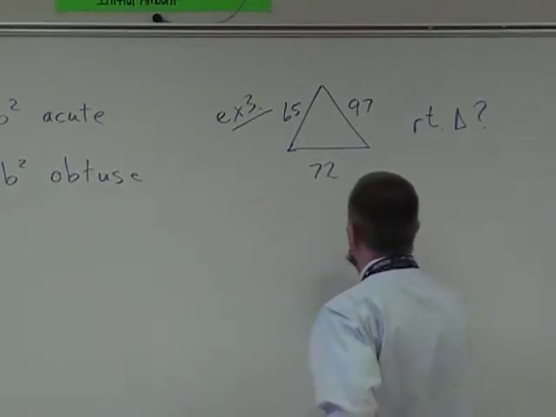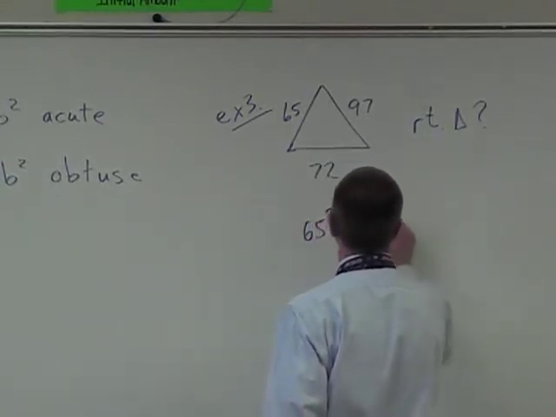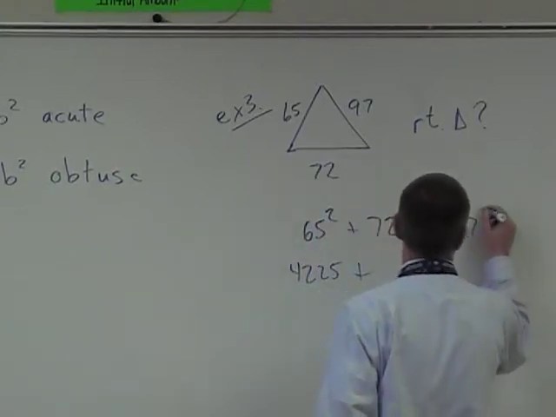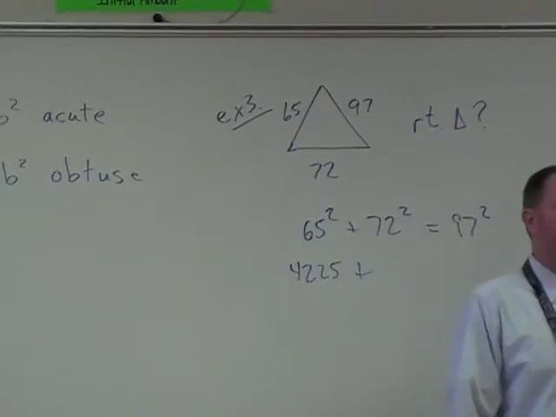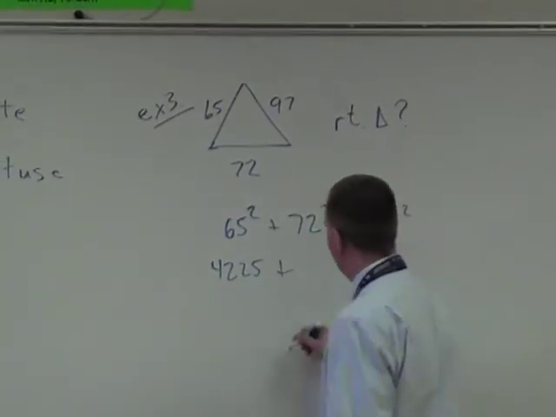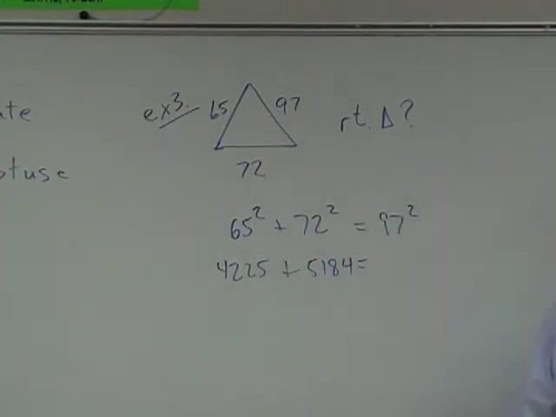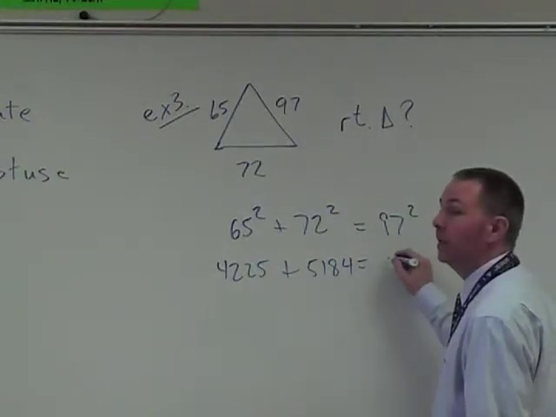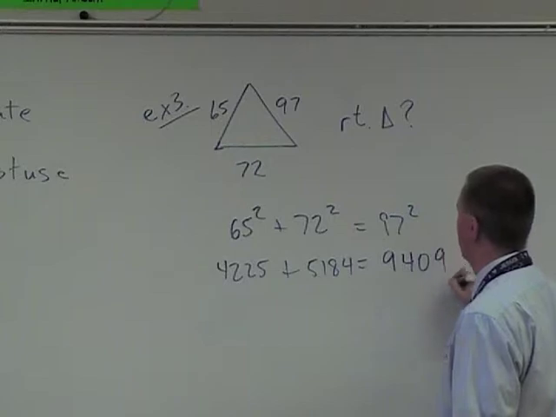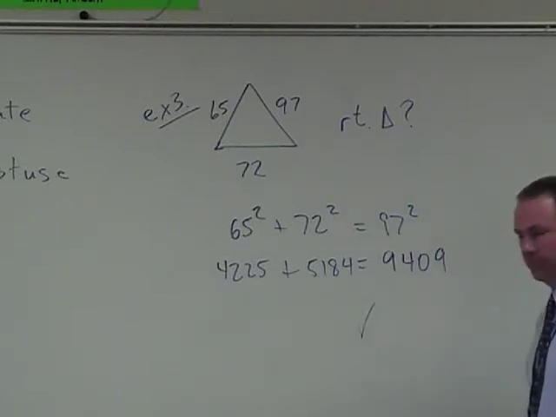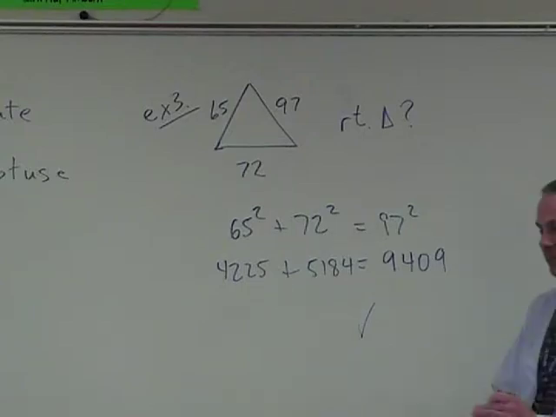Megan, what is 65 squared? 4,225. Carmen, what's 72 squared? 5,184. What's 97 squared? 9,409. Is that the same as this? Yes. Right triangle. Yay! That's number 3. That's real hard.